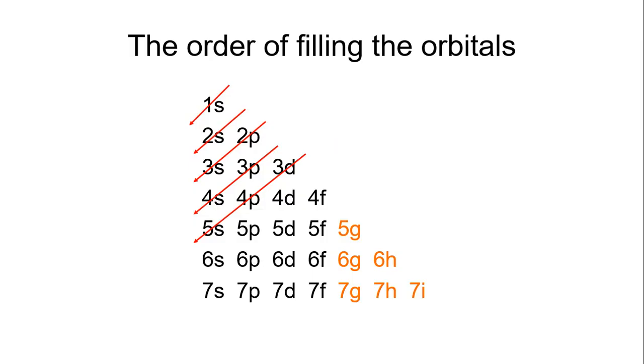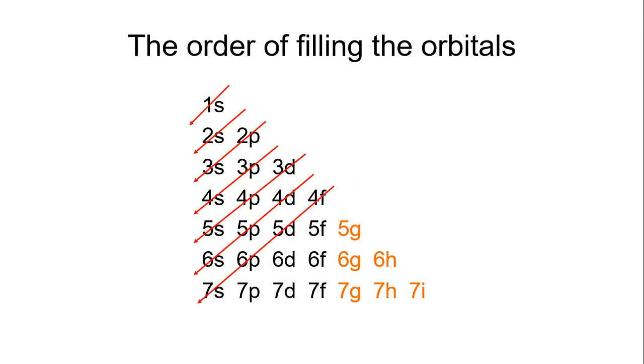Then the next 6, because p's have 6, would go in the 4p. The next 2 would go into the 5s. And it keeps going. Next 10 goes in 4d. The next 6 goes in 5p. The next 2 goes in 6s. The next 14, and remember there's 7 shapes that go with the F.